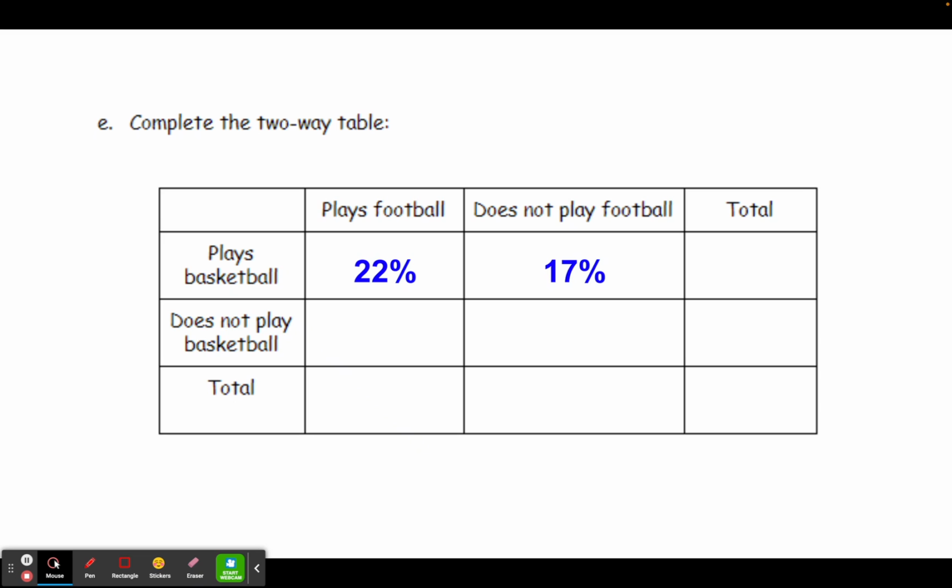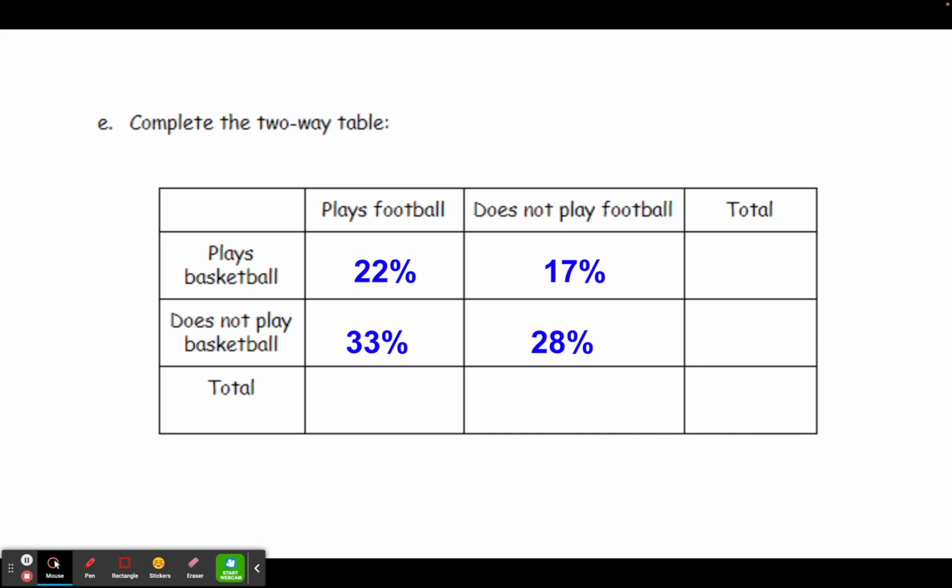So that's inside the basketball circle, but not in the overlapping part. That's the 17%. Playing football but not basketball is the 33%. And then the ones that play neither sport are the ones on the outside, which is the 28%.